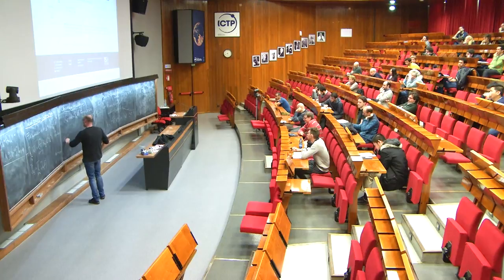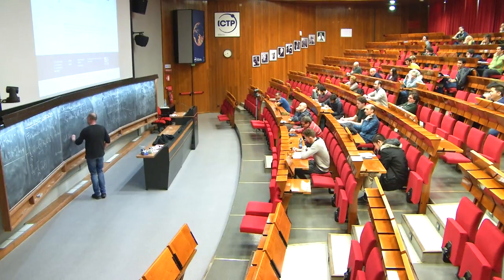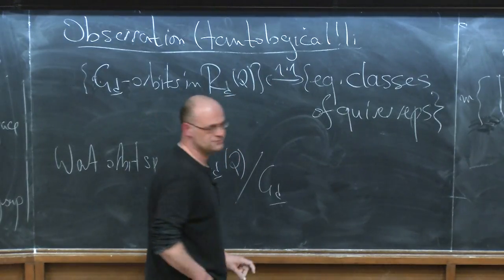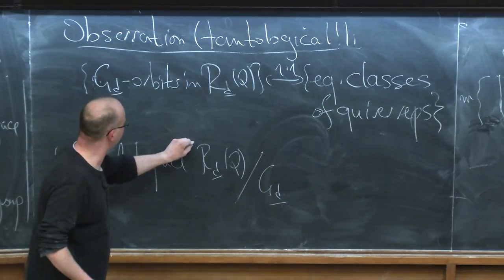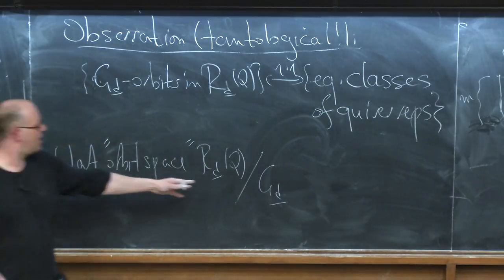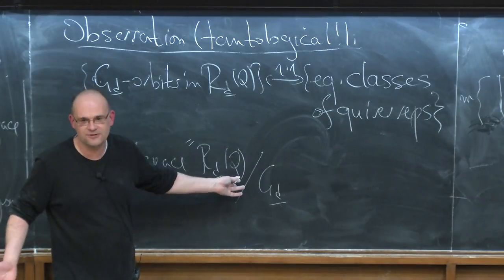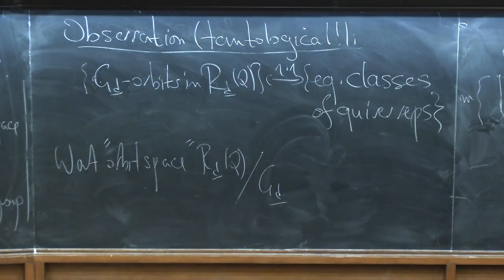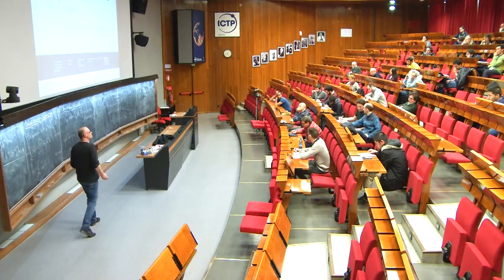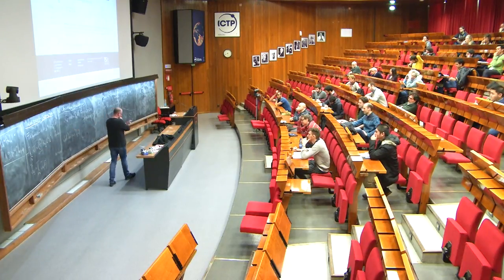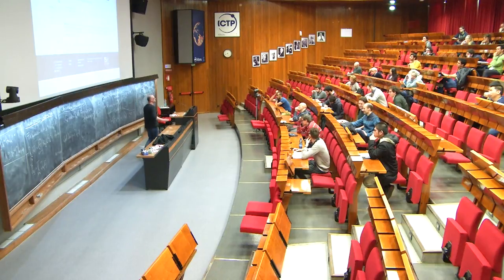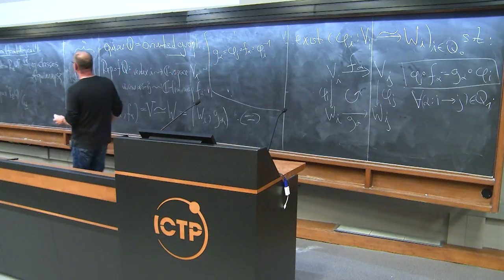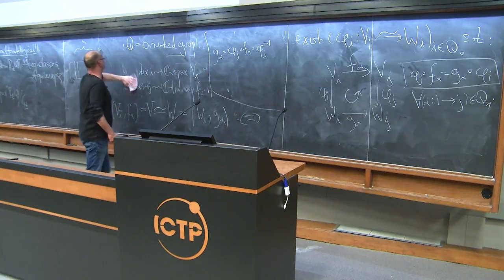So what we want is an orbit space, R_D of Q divided by the group G_D. Well, this makes perfect sense in set theoretic topology. You just take the set of equivalence classes and endow it with the quotient topology coming from the natural topology on this affine space. Only problem is that this topological space is completely bad. It's non-Hausdorff in general. The points are not even closed, so none of the nice properties of a topological space survive. So we have to do better.